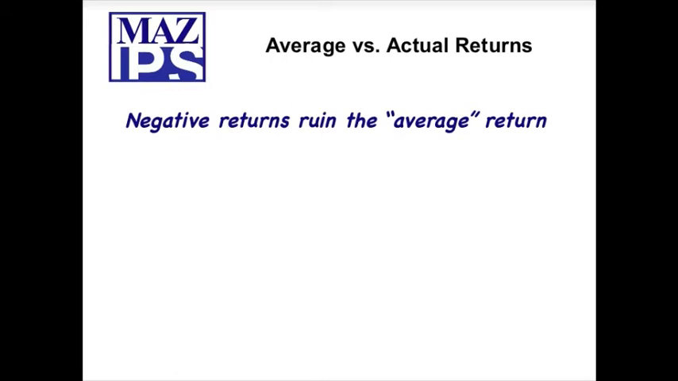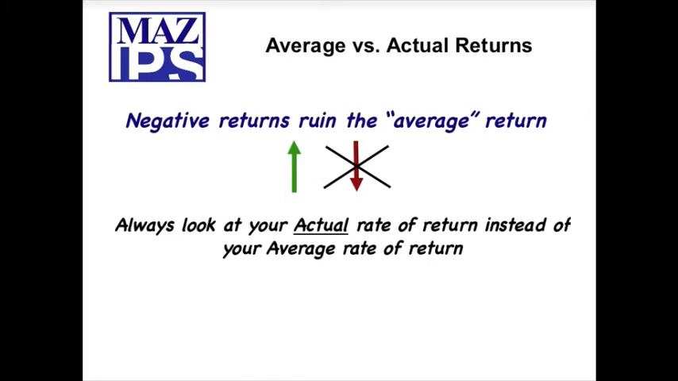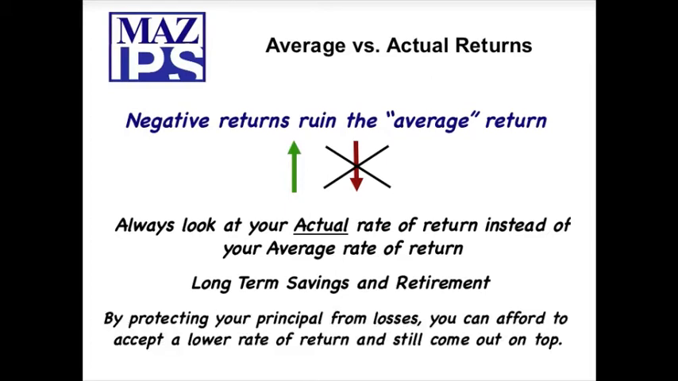Preventing losses should be your number 1 priority, and yes, there are a variety of very successful programs that do just this, allow you to participate in the good market years while preventing losses during the negative or bad market years. Remember that you always want to focus on the actual rate of return and not the average rate of return. This is critically important when it comes to your long-term savings in your retirement. By protecting your principal from losses, you can afford to accept a lower rate of return and still come out on top. In fact, this will be the subject of our next lesson, so stay tuned.